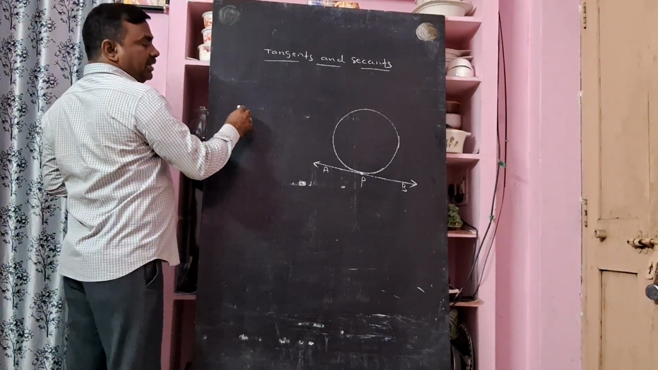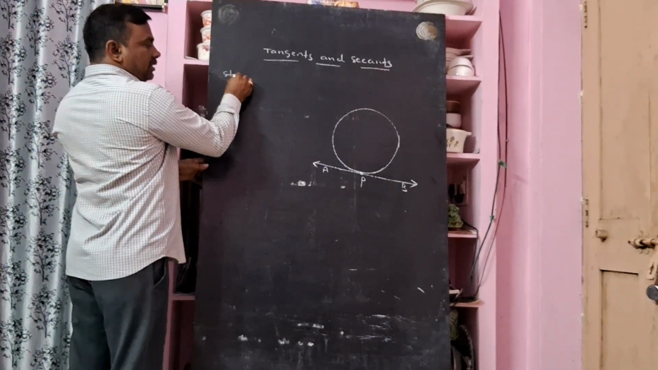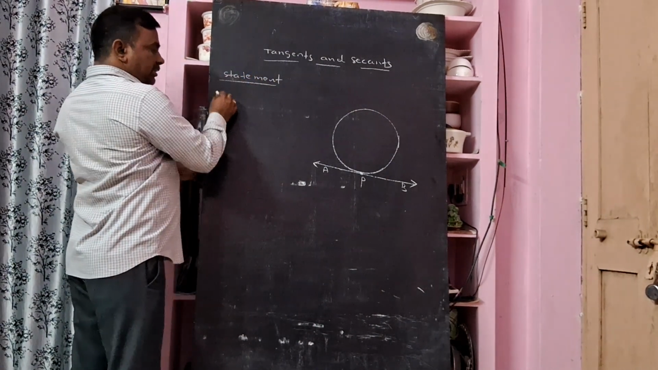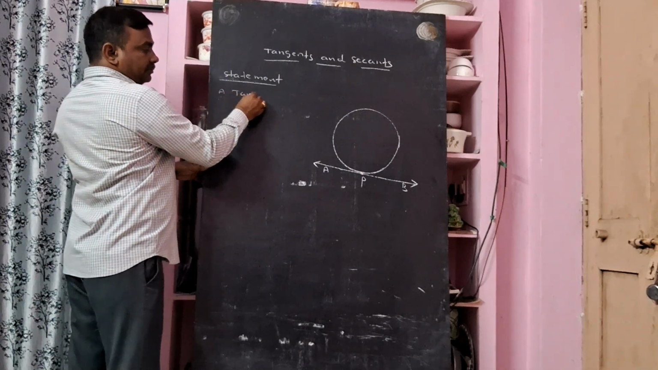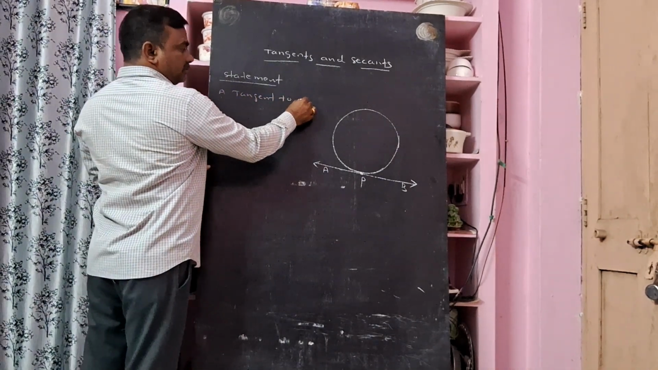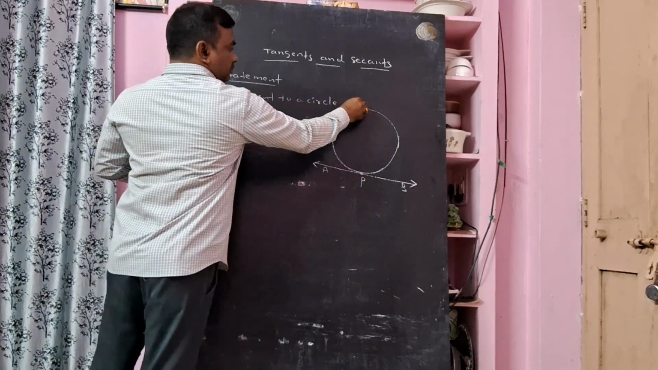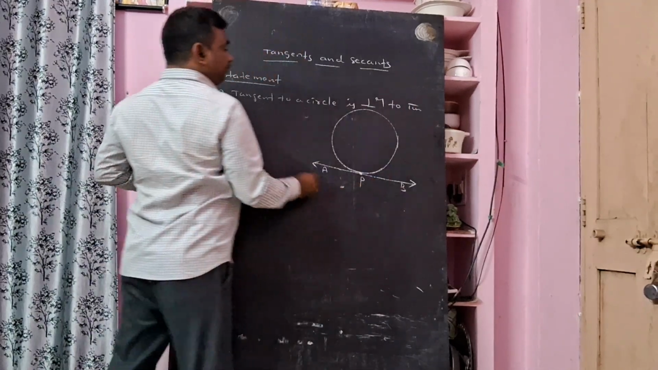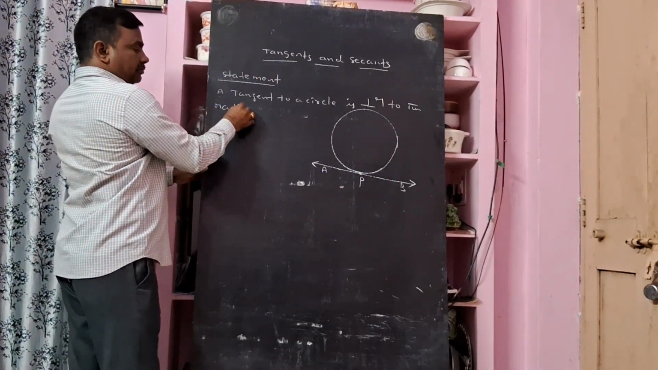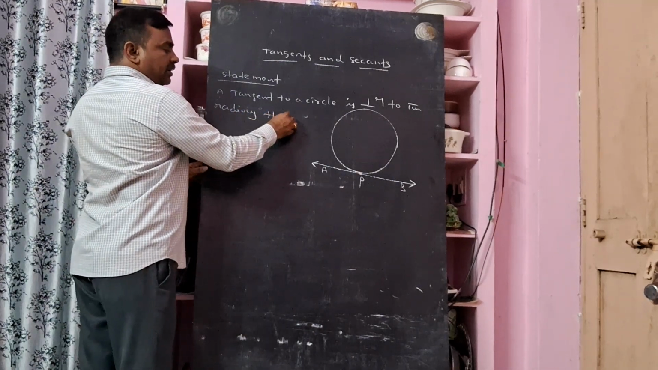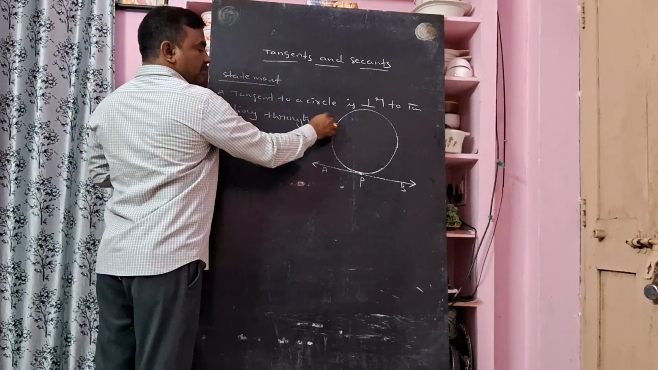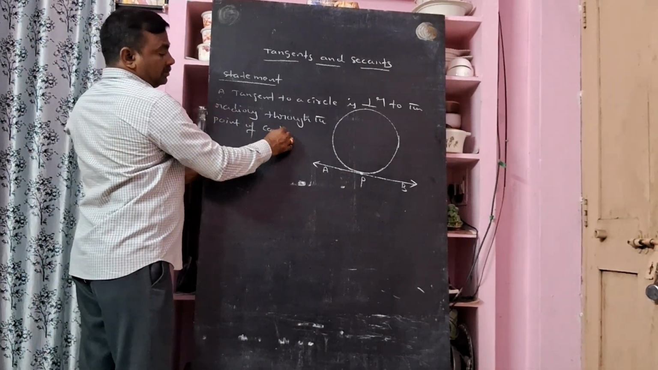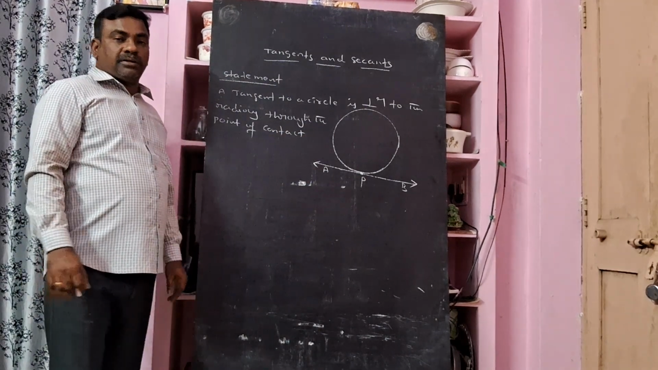A tangent to a circle is perpendicular to the radius through the point of contact. How to prove?